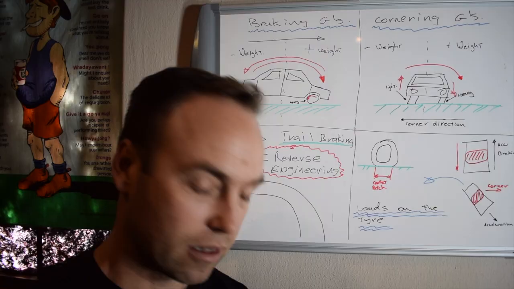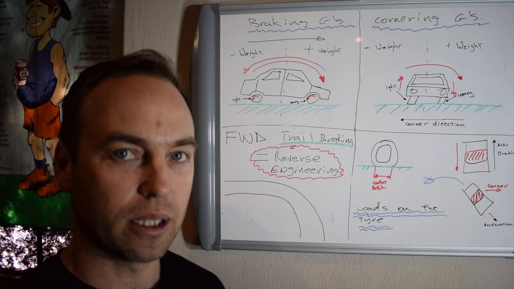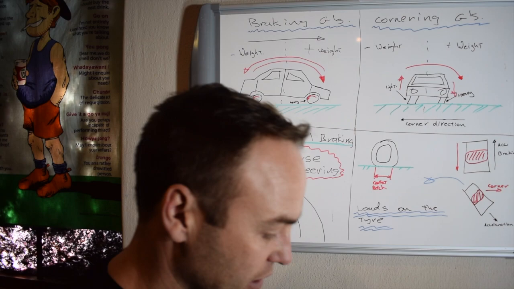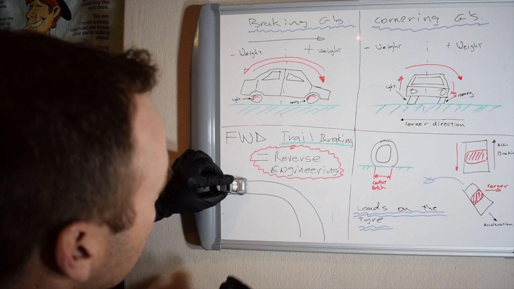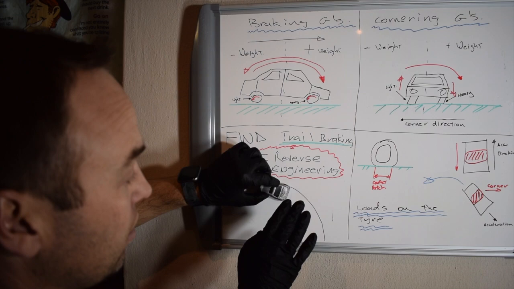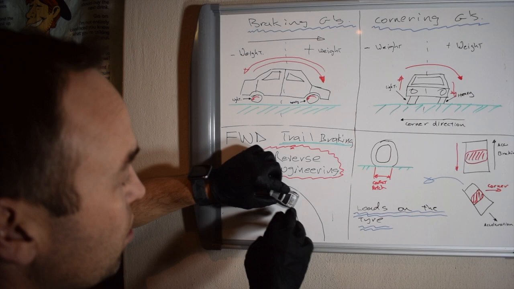Okay, let's talk about trail braking. What is trail braking? Trail braking is a term used when you carry the brake into the corner. So effectively, as the driver, as you come into the corner and you start turning the wheel to turn into the corner, you still have brake pressure on the pedal. What that does is that effectively helps the nose turn into the corner.